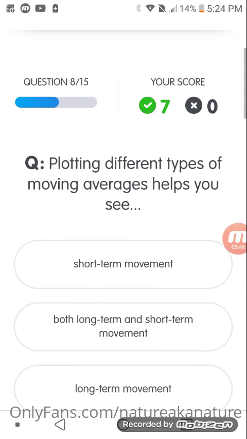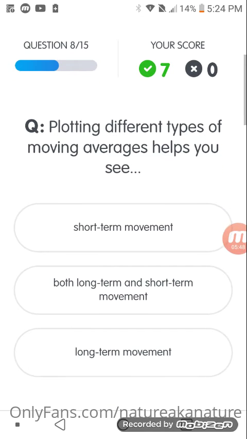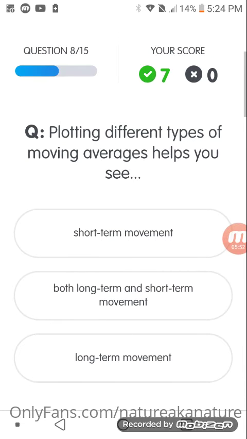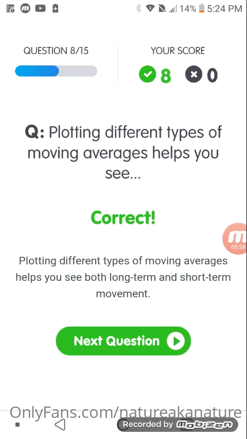Plotting different types of moving averages helps you see both long-term and short-term movement. So plotting different averages, different SMAs and EMAs, allows you to identify both long-term and short-term movement.